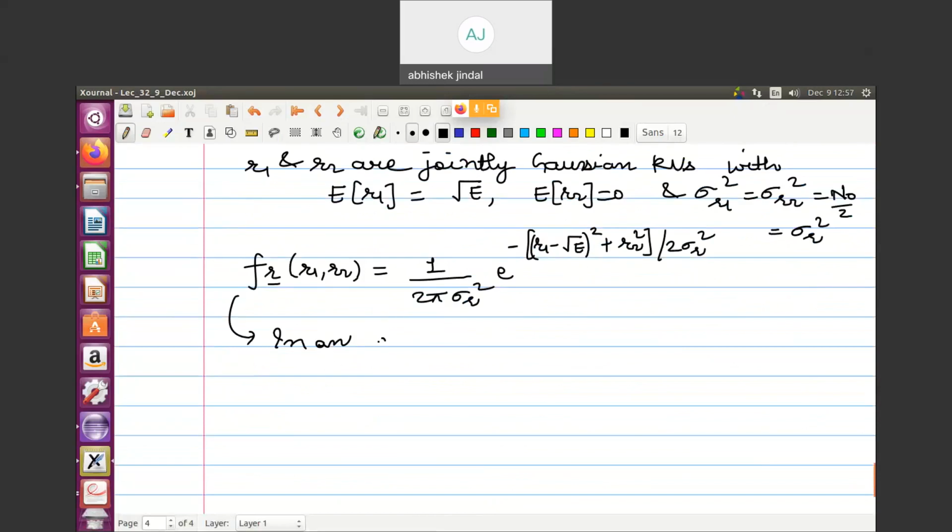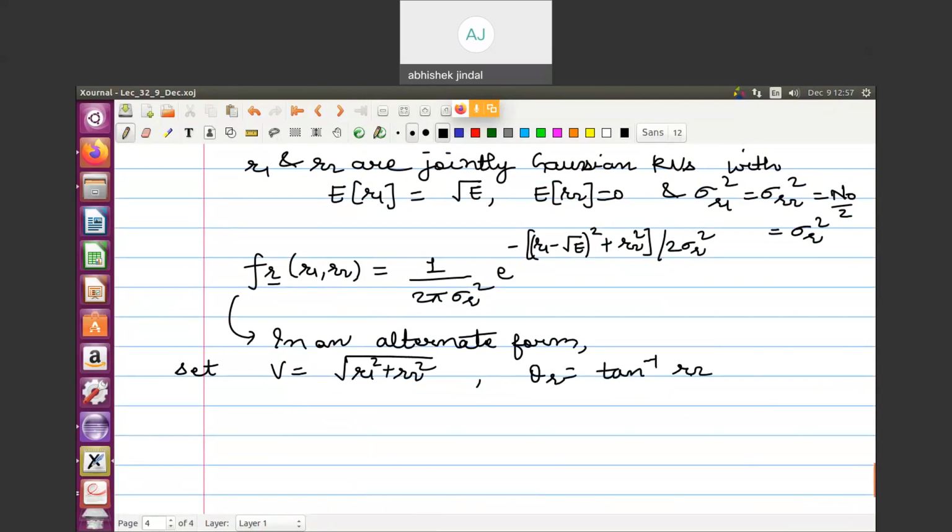In an alternate form, let us set V equal to the magnitude of that vector, and let us select this as the phase. So this is tan inverse of r2 by r1.